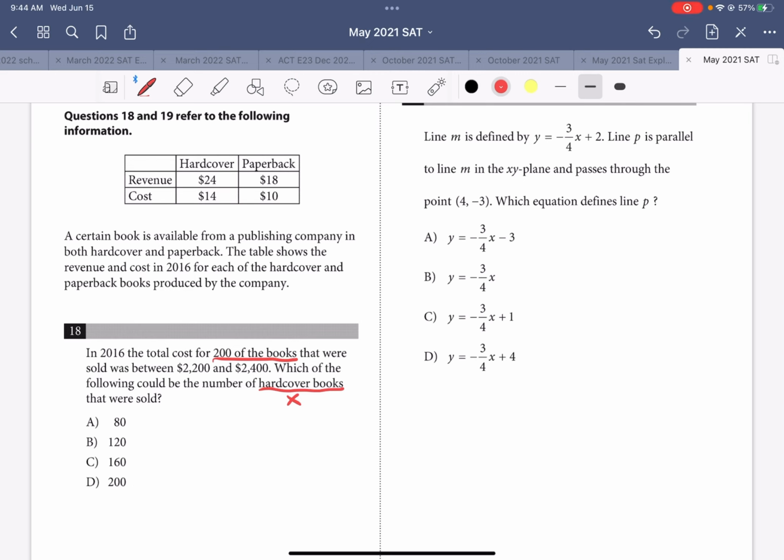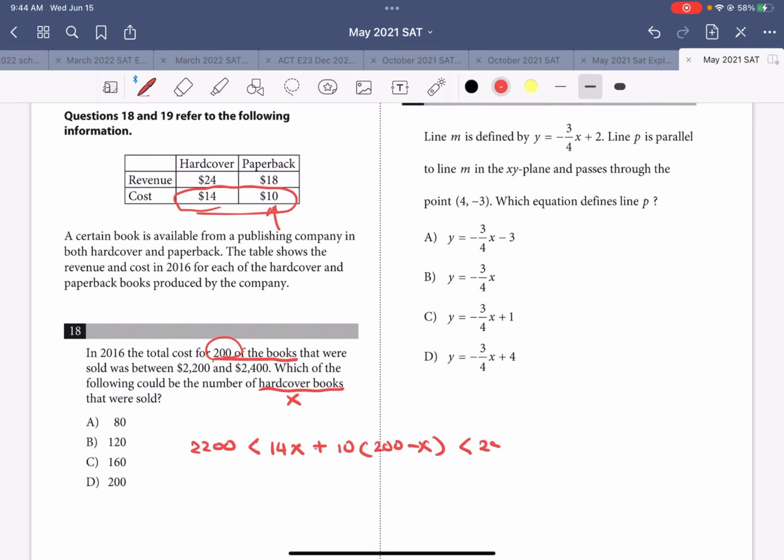Then they talk about cost. So I'm going to look at this value. Hardcover books cost $14, so I can say 14x. That's the cost for hardcover books. Plus paperback is only $10, so 10. And then how many paperback books can you write in terms of X? Total books is 200, so 200 minus X is the number of paperback books.